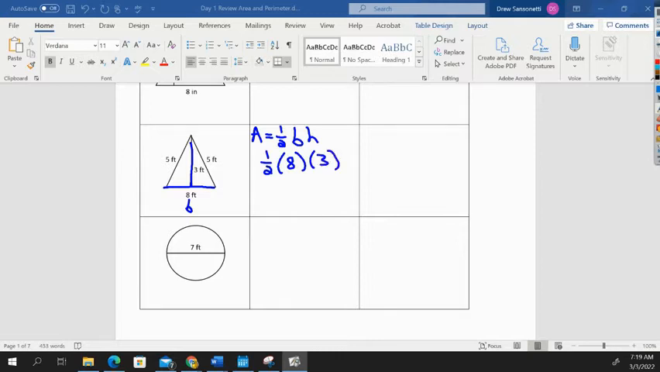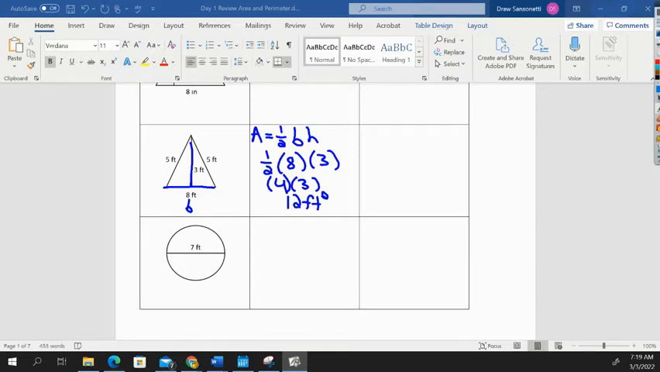If I multiply them together, half of 8 is 4. So then you have 4 times 3. And 4 times 3 is 12. So we'll have 12 feet squared. Next, it comes time to do our perimeter. And once again, perimeter, we're just adding up the outside.